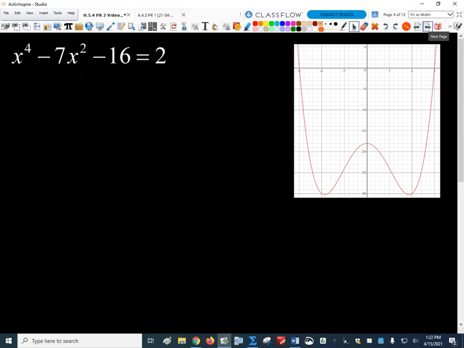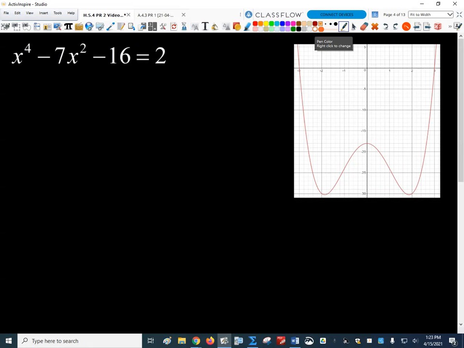Okay, what about this one? What should I do here? What's the first thing I should do? What do you think? Yes, ma'am. Say it again. Move the 2 over. You said, yeah, good. Well, set it equal to 0. Good. We're going to put it in standard form.